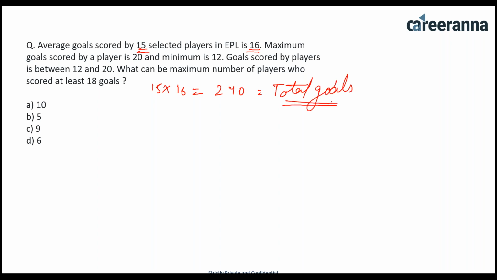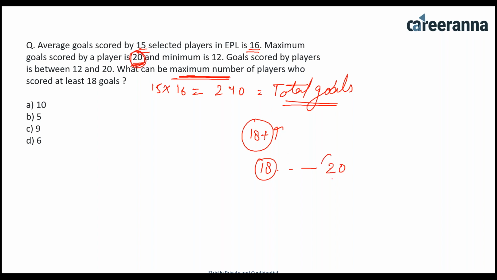So try to understand one thing. I have to increase 18 plus scorers, right? People who have scored 18 plus, because I have to find out the maximum possible number. And as per the question, I'll take the maximum number of people scoring 18 goals, then I'll be getting the answer. But as per the question, one person scored 20 goals, right?